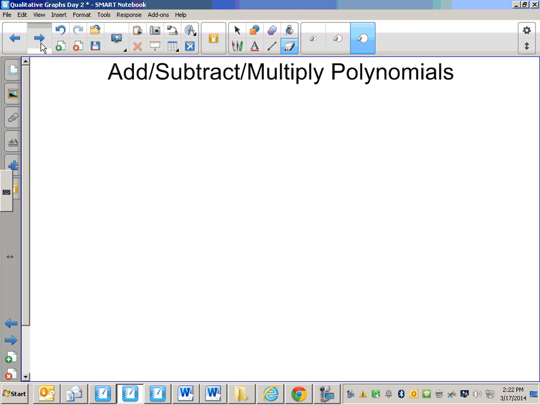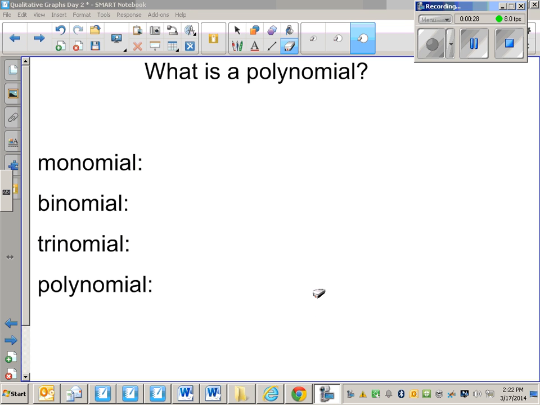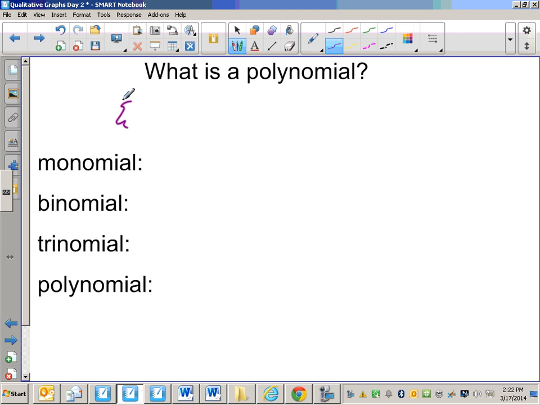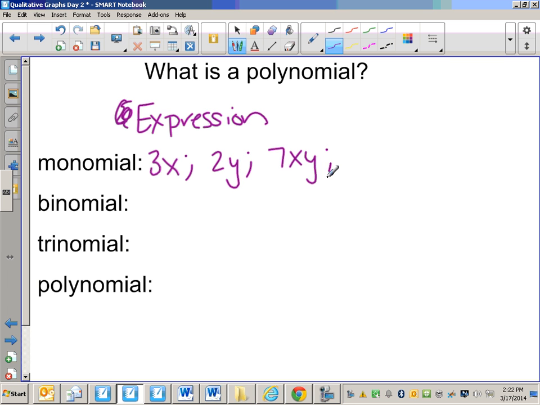First thing you need to know, what's a polynomial? Basically, a polynomial is an expression. It's an expression, so like a math sentence without an equal sign. A monomial is only going to have one term in it. So something like 3x or 2y or 7xy or negative 3. Anything that's just one term.